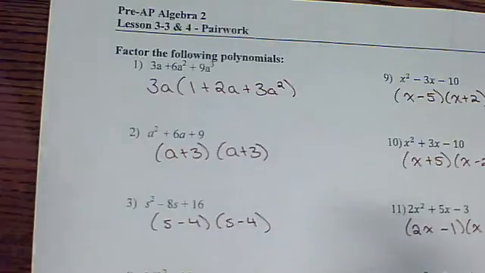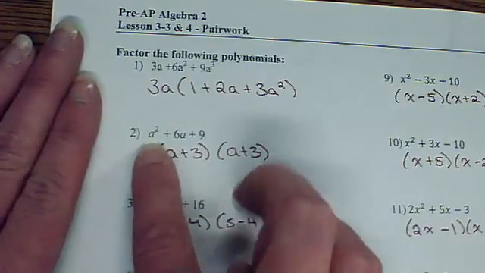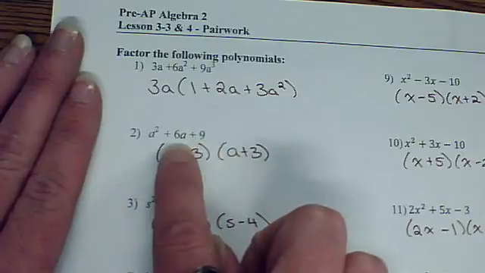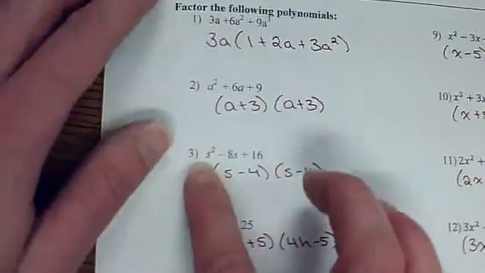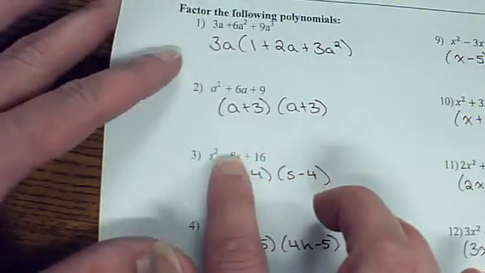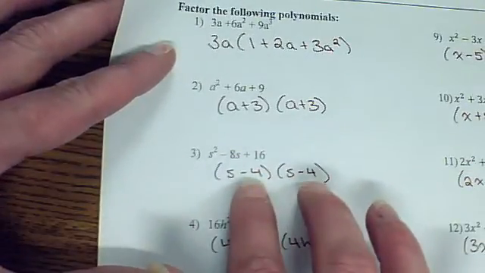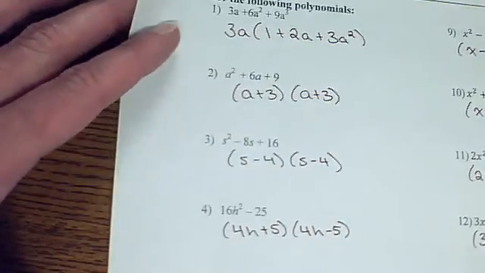This one is a perfect square. A times a gives me a squared. 3a plus 3a is 6a, and 3 times 3 is 9. Works pretty good. The next one is the same thing. S times s is s squared. Negative 4s and negative 4s give me negative 8s. Negative 4 times negative 4 is a positive 16. You didn't even need to use the square on this.